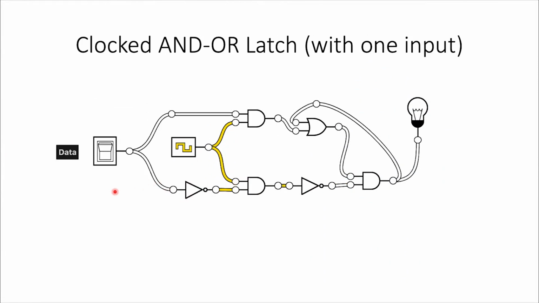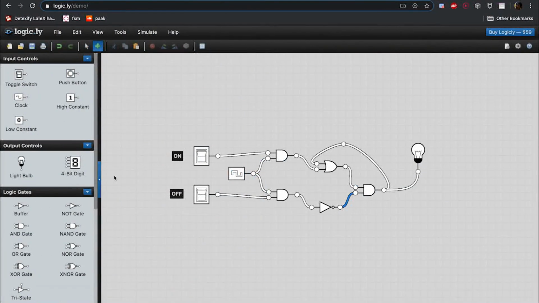Let me give you another example of how this works. This is called a clocked AND/OR latch with 1 input. Here I've taken away the 2 inputs I had before, and I looked now at 1 input called data. And just to motivate this, let me go back to this clocked AND/OR latch and explain one thing that I didn't maybe mention. Right now, both switches are off. That means that nothing should happen.